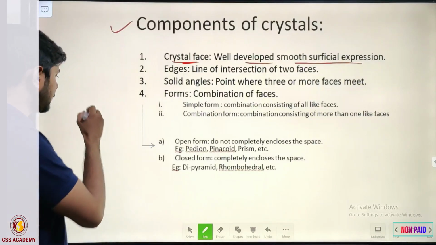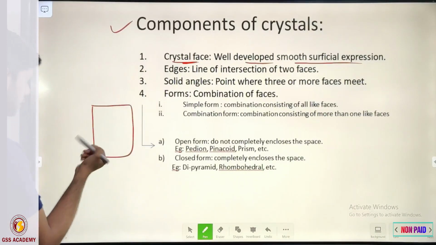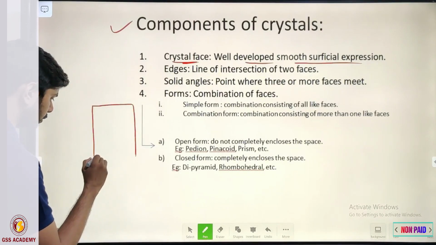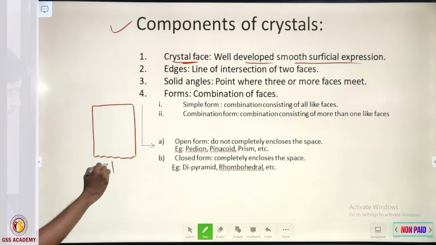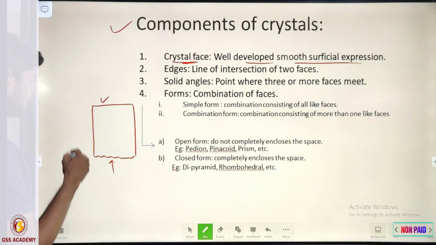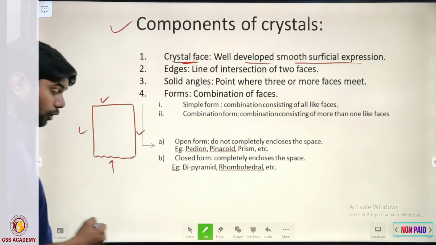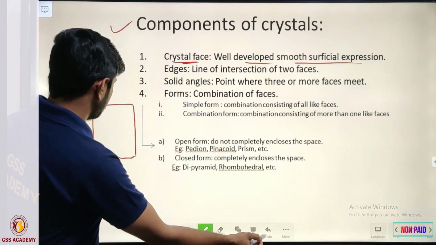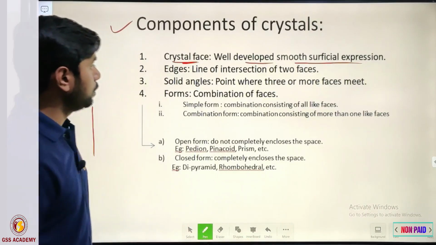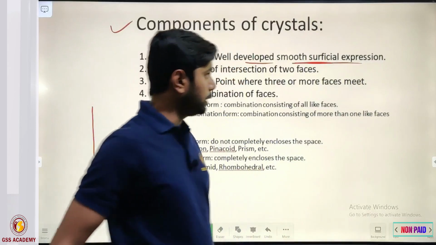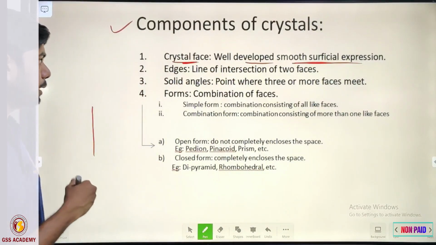Suppose this is a crystal, and this is a 2D figure. Let's assume that there are four faces. This can be considered a face of a crystal, this can be considered, this can also be considered, but this cannot be considered a face of the crystal. The essential requirement is that it should be smooth and a superficial expression should be there.